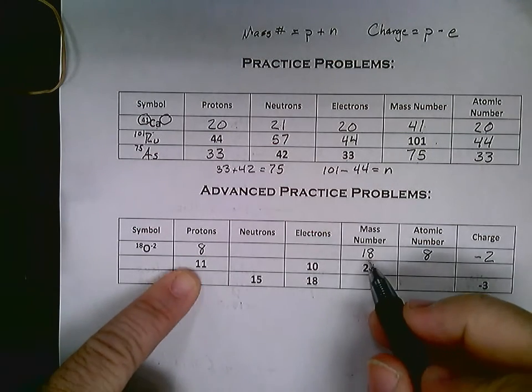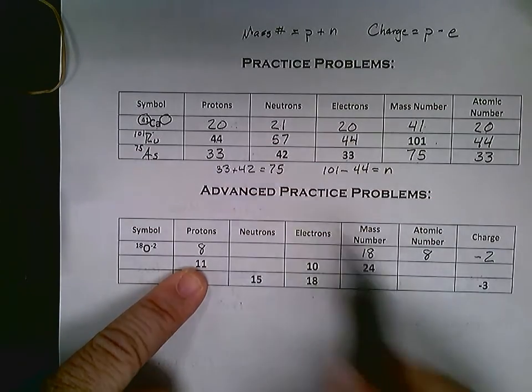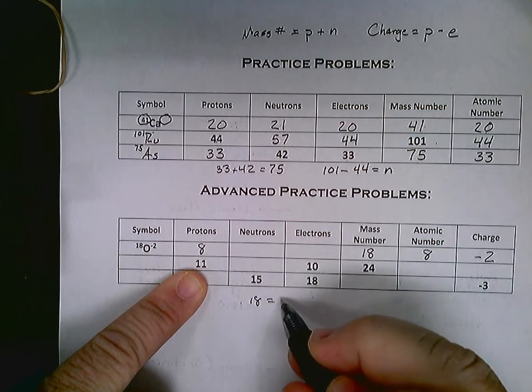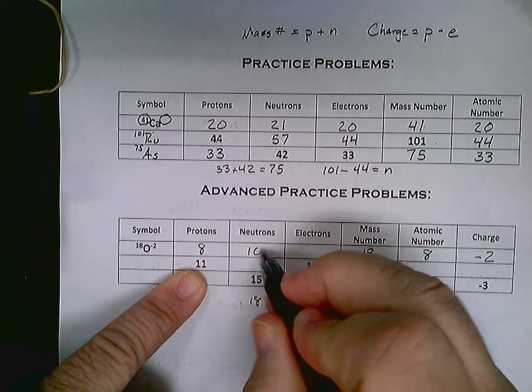Since we have a mass, the easy one to take care of next would be neutrons. Mass number, we have 18 equals 8 plus what? Well, that would be 10. So we got 10 neutrons.